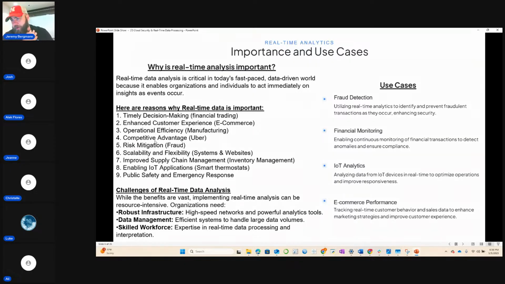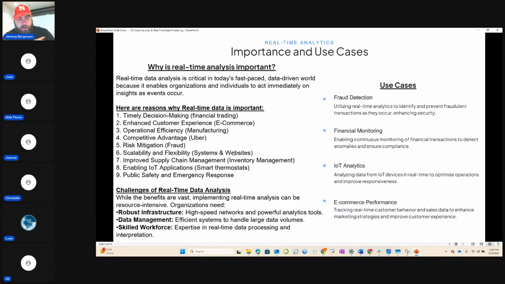Competitive advantage, so this one's kind of interesting. Of course you have Uber and Lyft, and being able to do routes or see where people are in real time is an important use case of using real time data. Any milliseconds advantage you can get over your competitors, maybe that's a ride for Uber instead of Lyft, if you're directly competing, could give you a competitive advantage. Risk mitigation, we talked about fraud, scalability and flexibility.